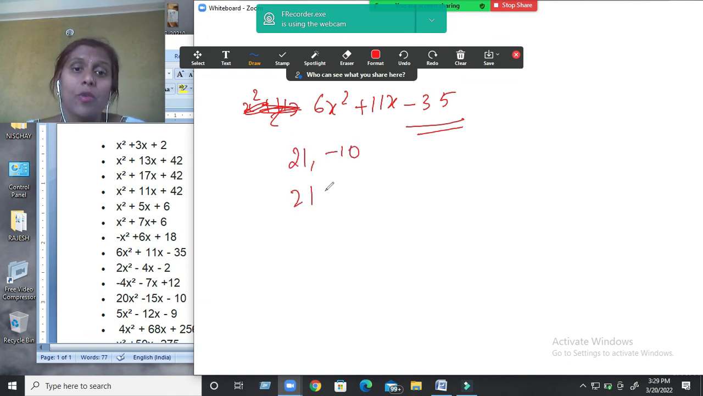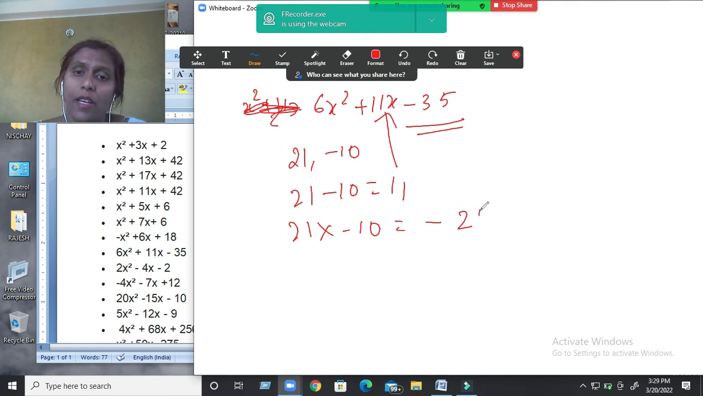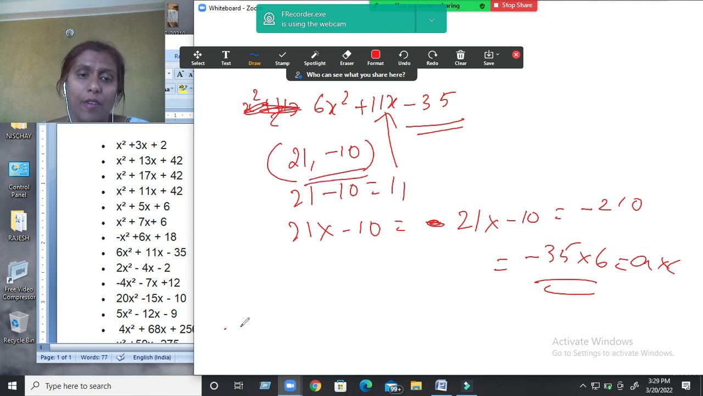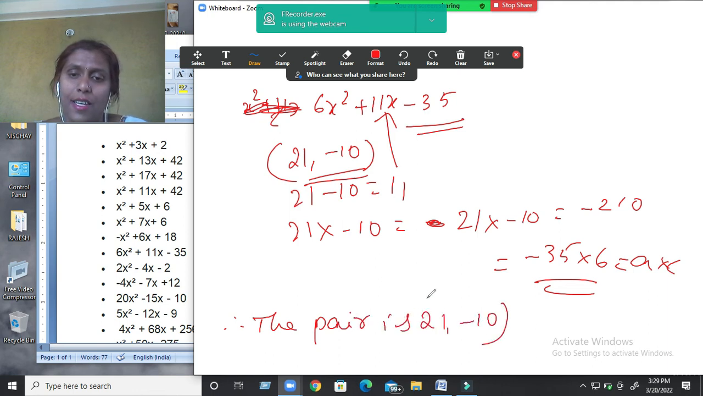In such a way, 21 minus 10 is equal to 11. Yes, the condition is satisfied. And 21 into minus 10 is equal to minus 210, which is equal to minus 35 into 6, which is nothing but your a into c. Yes, now I can use the pair. Therefore, the pair is 21 comma minus 10.